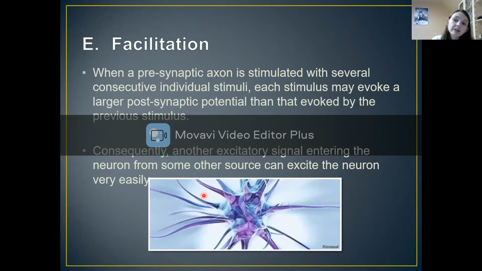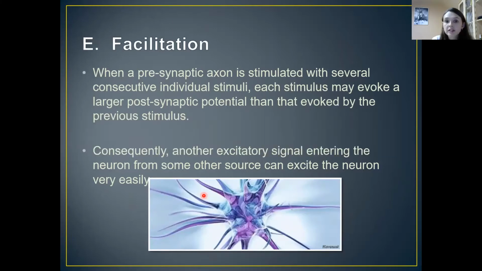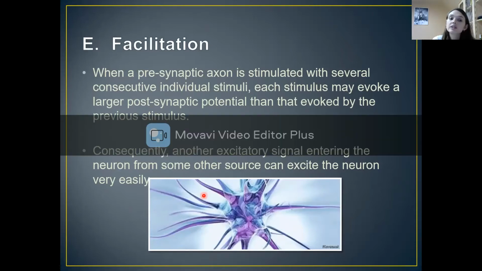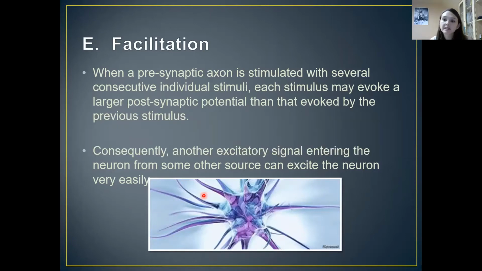Facilitation means that the presynaptic axon is stimulated with several consecutive individual stimuli. Each stimulus may evoke a larger postsynaptic potential than that evoked by the previous stimulus. Consequently, another excitatory signal entering the neuron from some other source can excite the neuron very easily. So more or less we have described the main properties of the synapses: one-way conduction, summation, fatigue, facilitation, and synaptic delay.